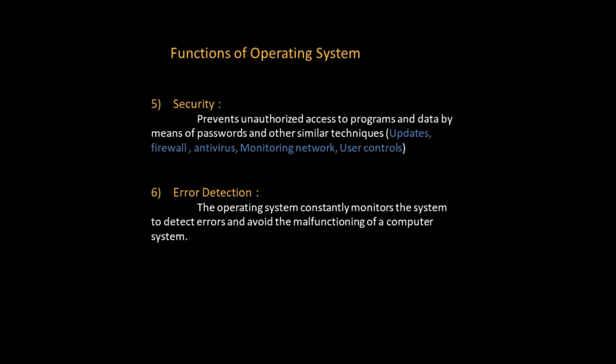Number 6 is error detection. The operating system constantly monitors the system to detect errors and avoid malfunctioning of a computer system. This is very important because when the user is using the operating system and performing an operation, the operating system ensures that this operation goes on smoothly, and if any error occurs, the system has to detect these errors and look for solutions and ways to solve these errors.